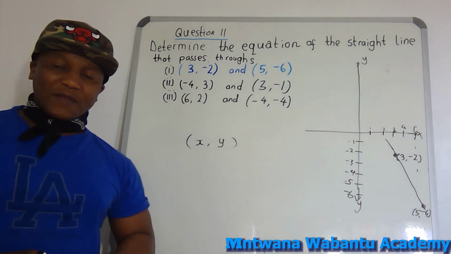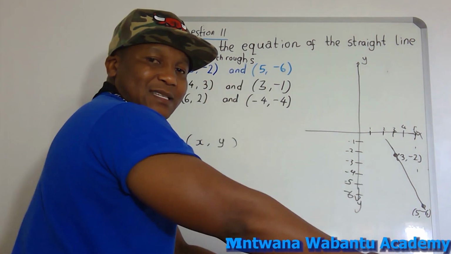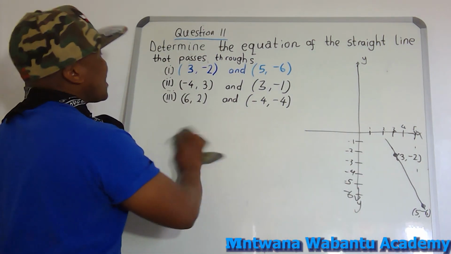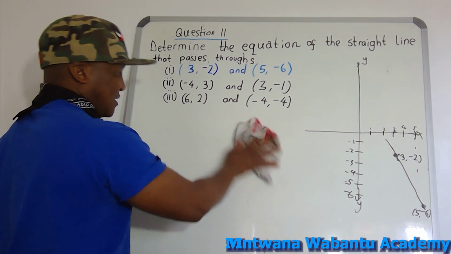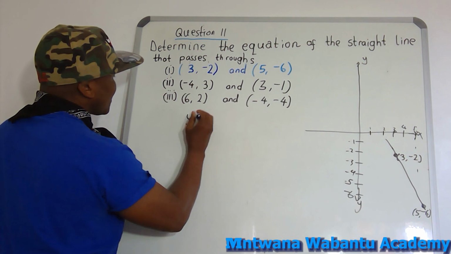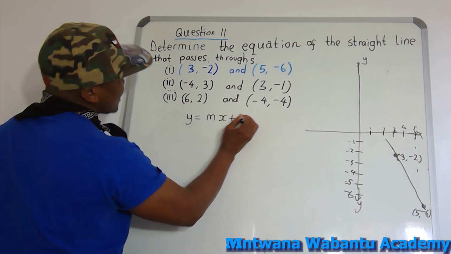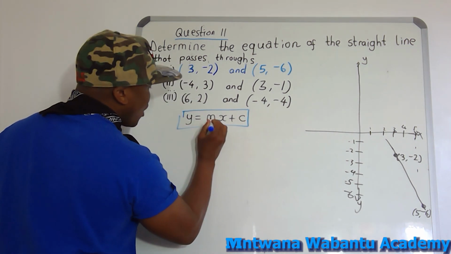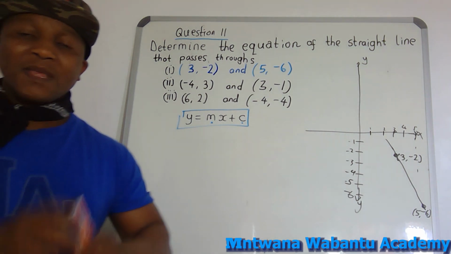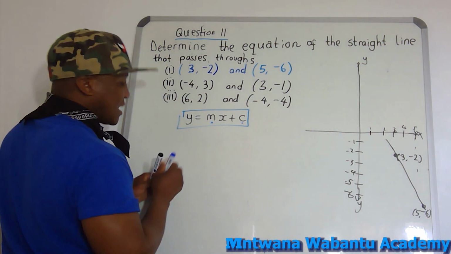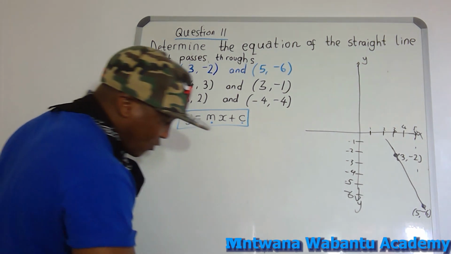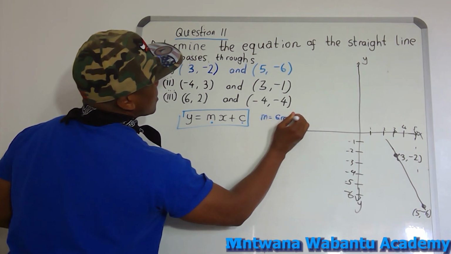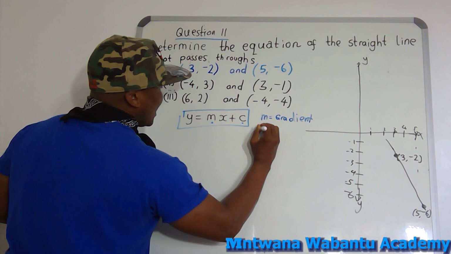You have to keep note of one thing: when your line is like this, your slope is always negative. Now, first and foremost, let's find the equation of a line. The standard form of the equation of a line is y = mx + c. What we need to find here is m and c. M means gradient, and c means y-intercept.